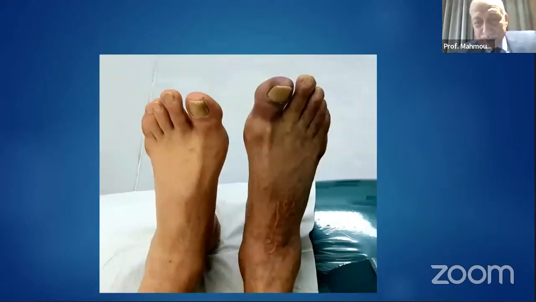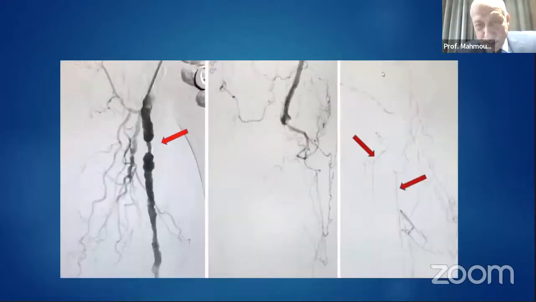This is a very critical foot, as you see, and the angio was very strange. You can see very diseased vessels. The one on the left, you can see a lesion in the femoral artery, and then in the middle, complete occlusion of the femoral, and the only two vessels we could recognize were the anterior tibial and the peroneal artery.